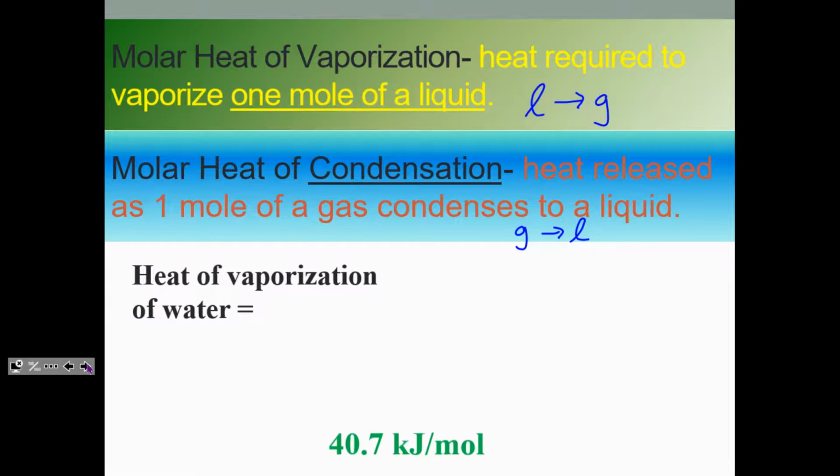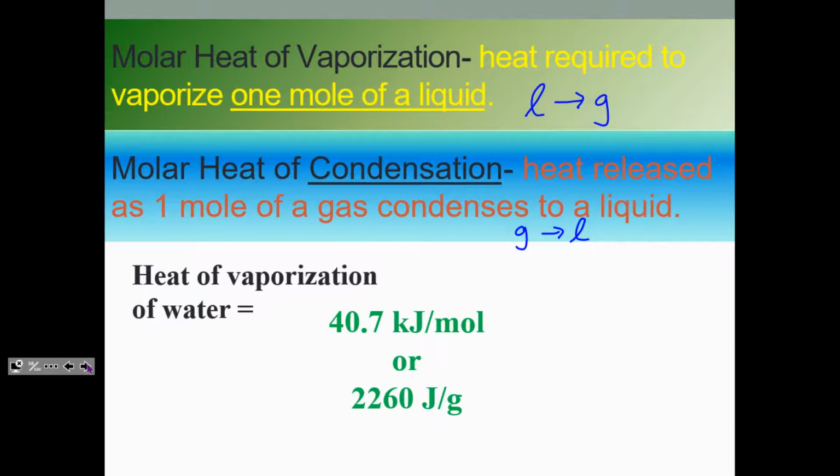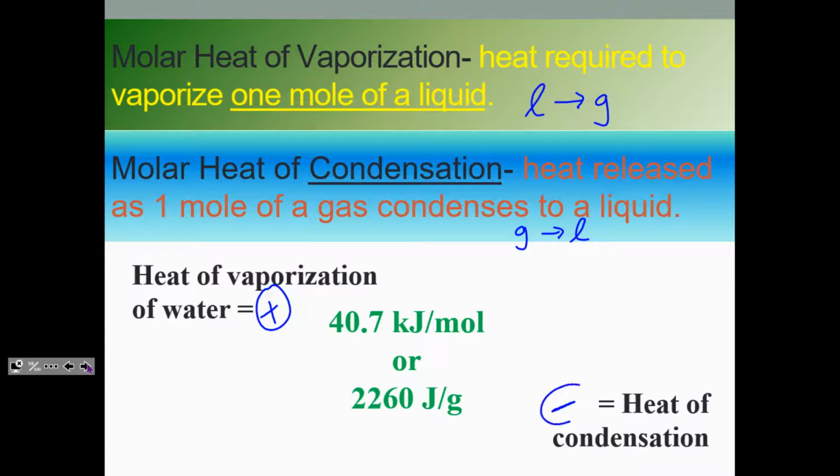The heat of vaporization of water is 40.7 kilojoules per mole, or 2260 joules per gram. The value is the same for condensing or vaporization, but again, if we're vaporizing, it's going to be a positive value. If we're condensing, it's going to be a negative. The equation is the same, but it's going to be mass times vaporization or condensation, and we're going to use these values.